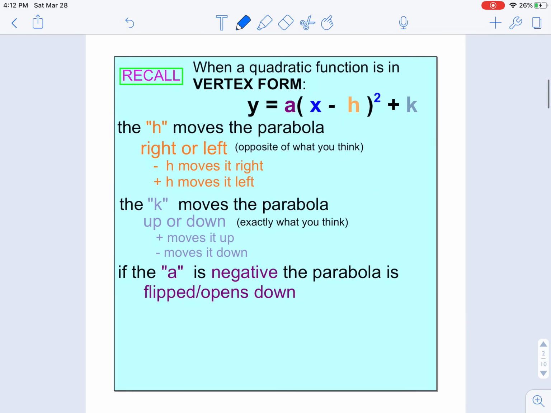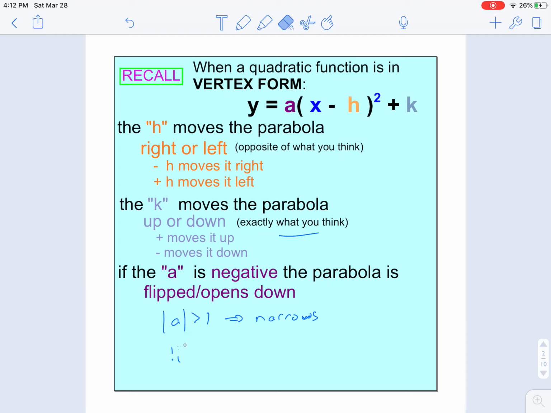All right, so just a quick review off of what we did yesterday. So here's what we've seen, right? We've seen vertex form. We have seen that h moves the parabola right or left, the opposite. K moves it up and down, exactly what you would think. If a is negative, then that opens down. If a is greater than 1, it narrows the parabola, or I should say the absolute value of a. Don't forget about those negatives.